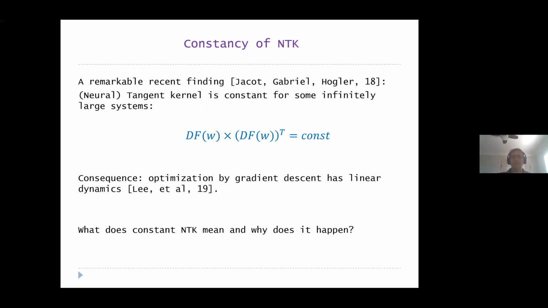Now I'm going to transition to linearity, and this is the recent finding of Jacot, Gabriel, and Hongler. They showed that this neural tangent kernel is actually constant for some infinitely large systems. I'll describe in a lot more detail what that means. So what does it mean that it's constant first?